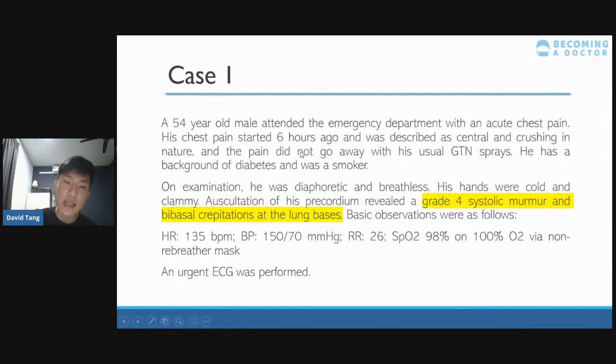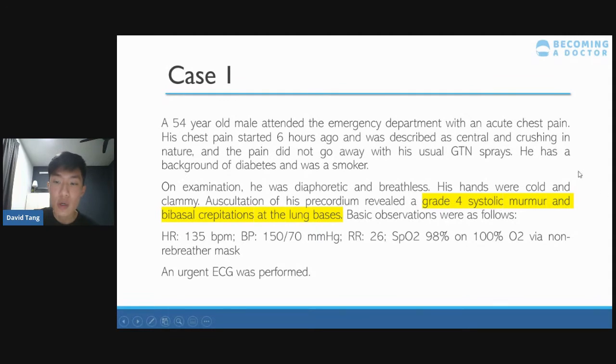As you can see, this gentleman has a typical cardiac history, and he has risk factors: he is a smoker and he is also diabetic. When you examine him, he has a systolic murmur. A systolic murmur can be one of two things. It could be a mitral stenotic murmur, or actually, my apologies, an aortic stenotic murmur or a mitral regurgitant murmur.